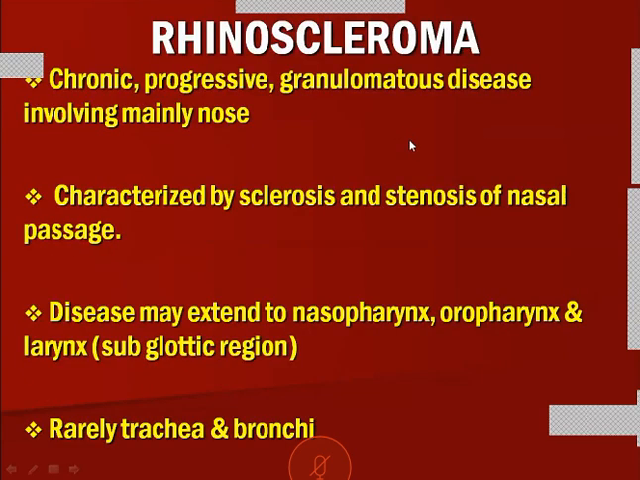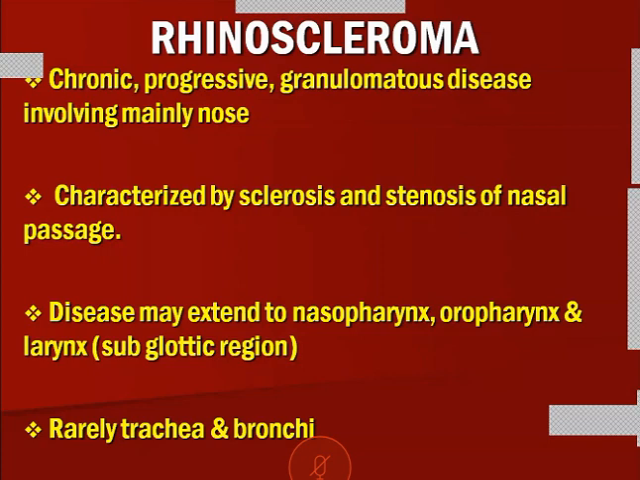Next is a bacterial infection, rhinoscleroma. It is a chronic progressive granulomatous disease involving mainly the nose, but it can extend into the pharynx or the larynx: rhinoscleroma, laryngoscleroma, like that. So whenever it is seen in the pharynx, the pharynx also can get sclerosed and then stenosed.